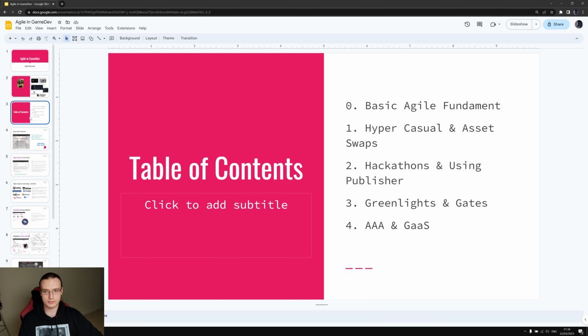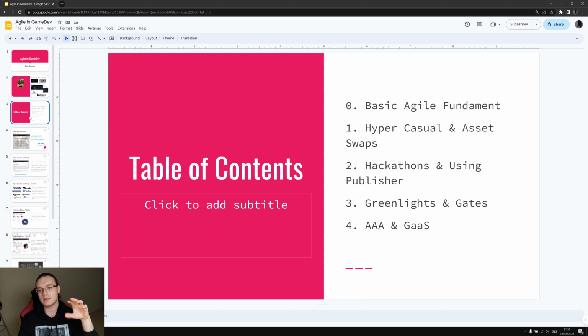So what am I going to talk about today? I'll start from the basic Agile fundamentals, then I'll go to games like hyper casual and asset swap games, then I'll talk a little bit about hackathons and games that are published using publishers, then I'll talk about the Greenlight approach and Gates approach, and at the end I'll talk briefly about AAA and games as a service.